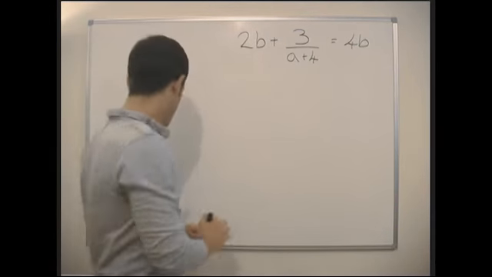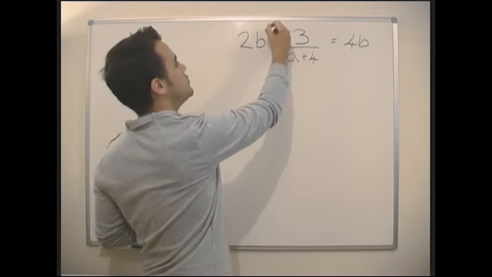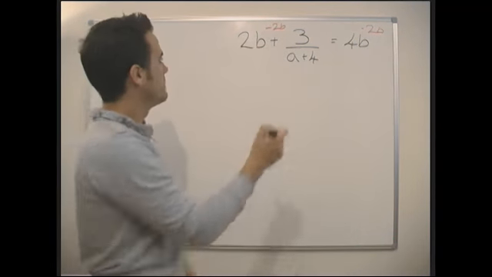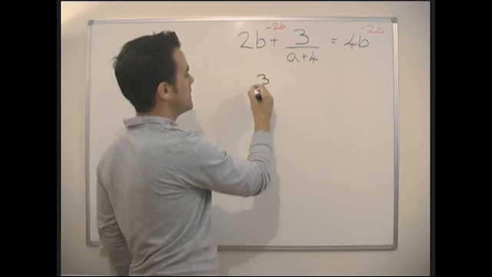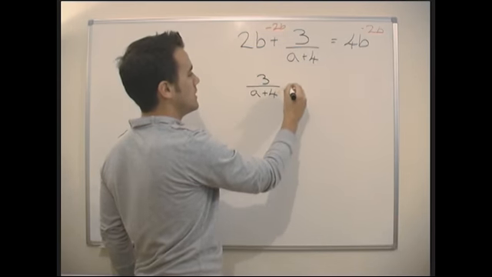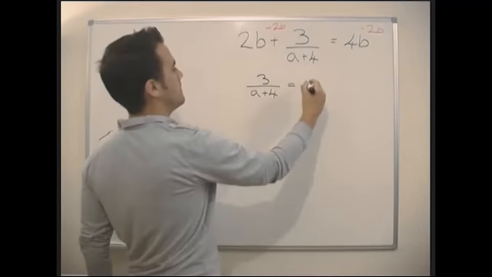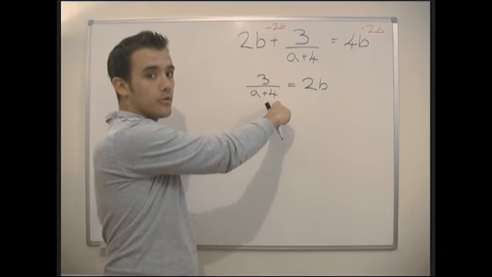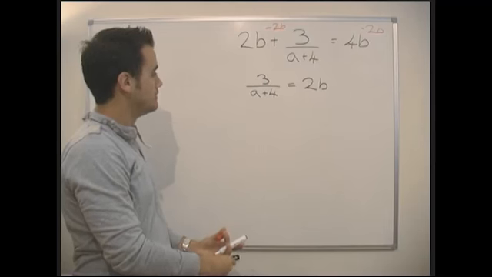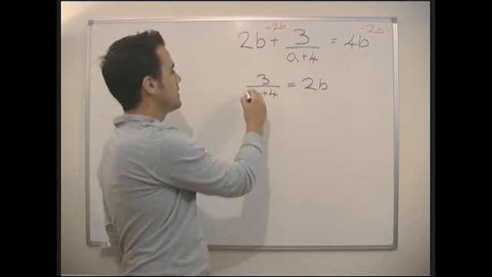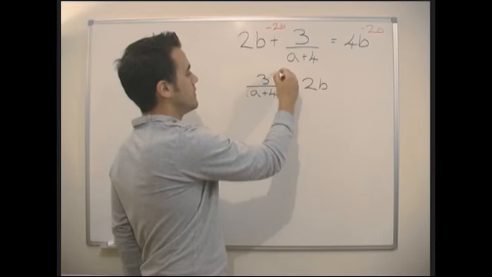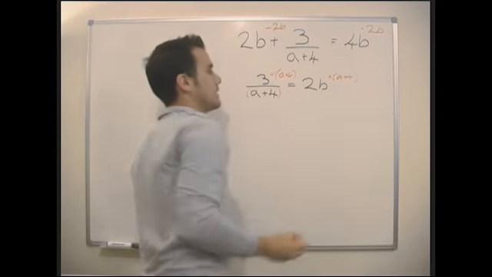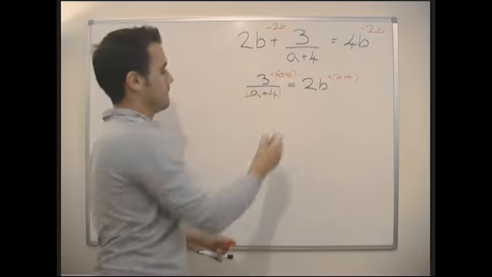Let's get all the b's on one side. So what I want to do, I want to take 2b away from this side, and I want to take 2b away from this side. So I know those cancel out, so I end up with 3 over a plus 4, and that equals 4b minus 2b. Okay, so now I can get rid of this a plus 4 on the bottom. Now it's only to do with that. So what do I do? Remember that we can look at that as if it's in brackets. So we times both sides by a plus 4. And that means they'll cancel out. Lovely job.